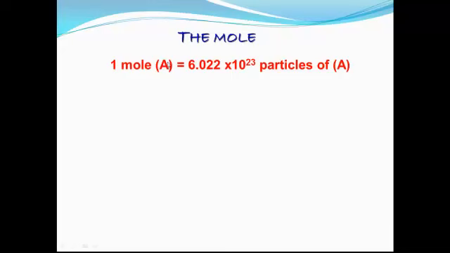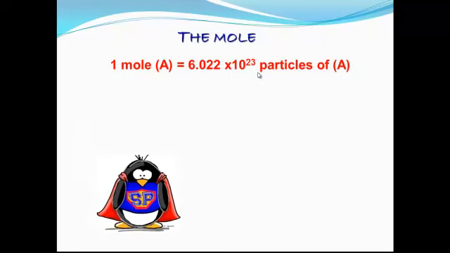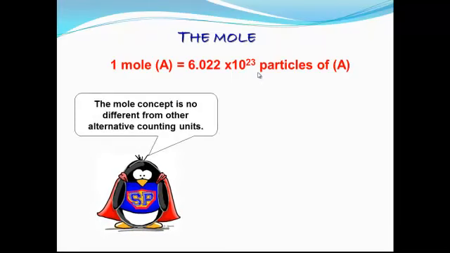So 1 mole of any substance, we call it A, will be equal to 6.022 times 10 to the 23rd particles, individual units of A. And one thing I really want to emphasize: the mole concept in chemistry is absolutely no different conceptually from a dozen of anything equals 12 individual units of that thing.